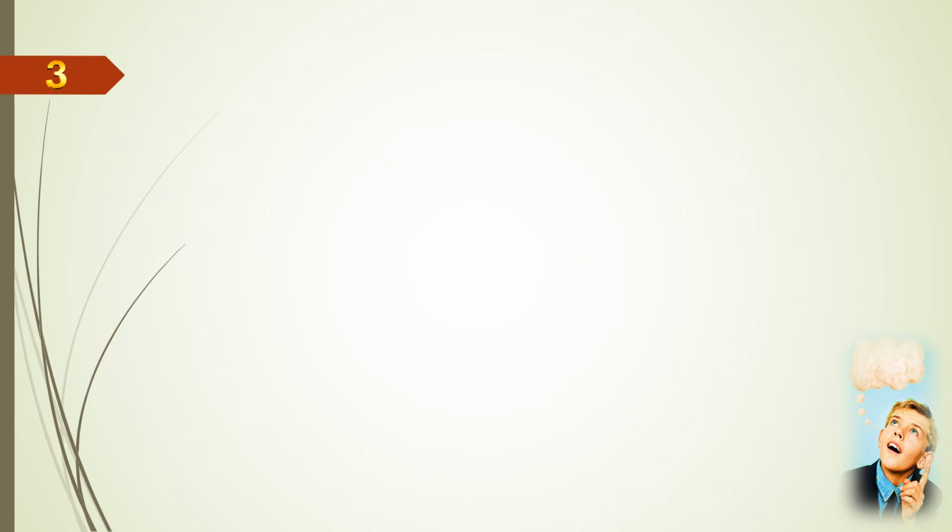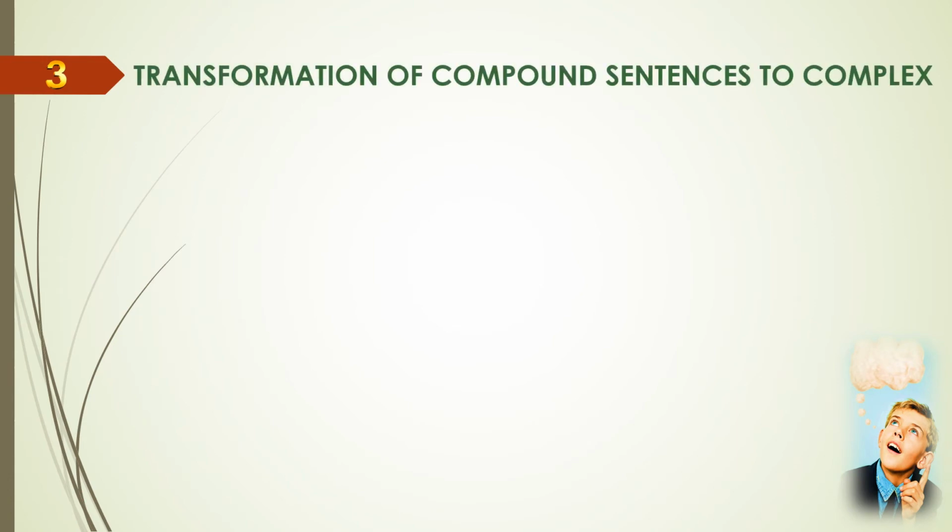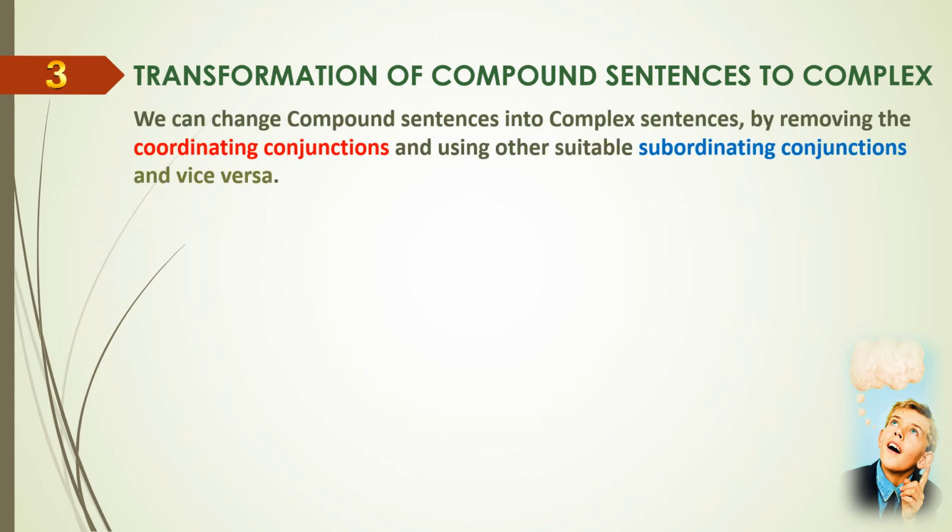The next type of transformation, compound sentence to complex. Now, the main difference between compound and complex is compound uses coordinating conjunction to link the clauses, whereas complex uses subordinating conjunctions to join a main and a subordinate clause. So, obviously, to transform from compound to complex, we have to take out the coordinating conjunction and use a suitable subordinating conjunction.